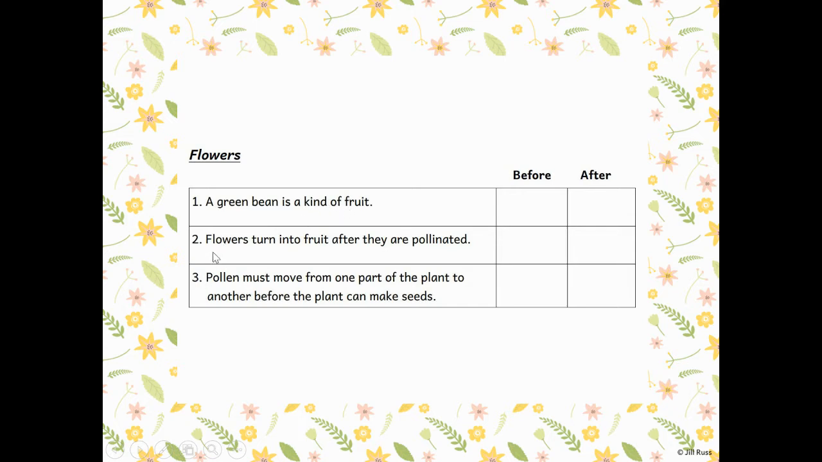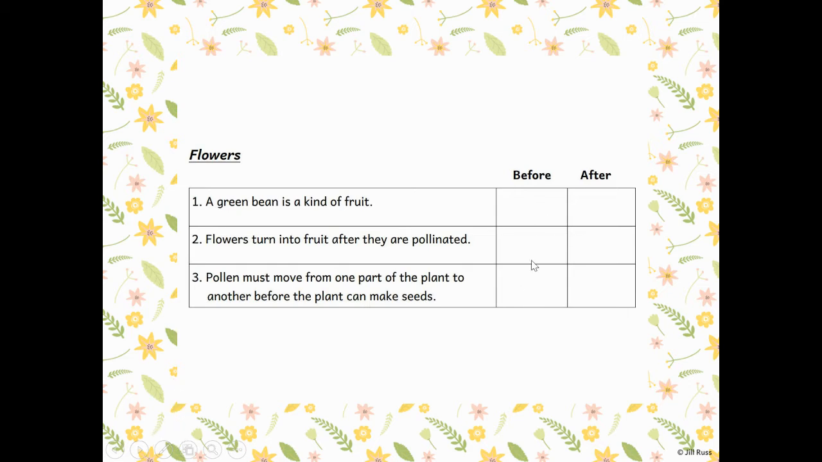The second statement says flowers turn into fruit after they are pollinated. True or false? Go ahead and put that down if you think it's true or false. Flowers turn into fruit after they are pollinated. And our last statement says pollen must move from one part of the plant to another before the plant can make seeds. True or false? Again, pollen must move from one part of the plant to another before the plant can make seeds.